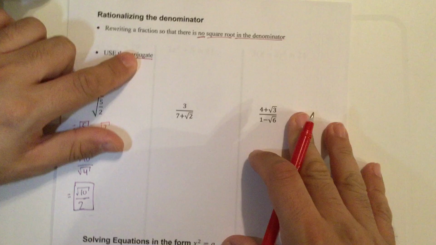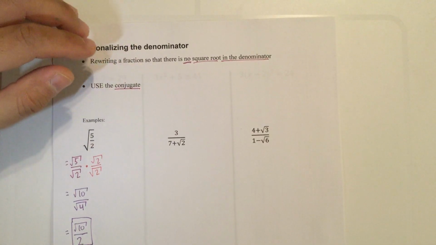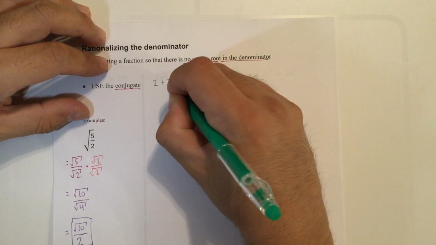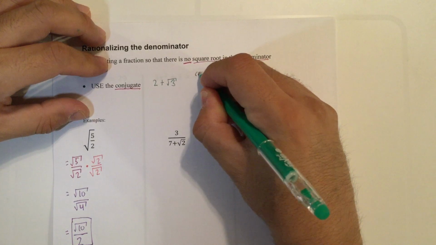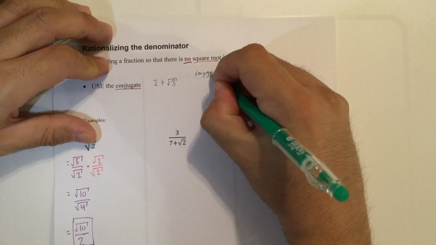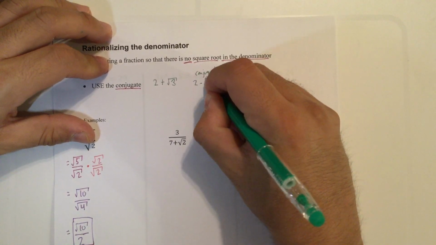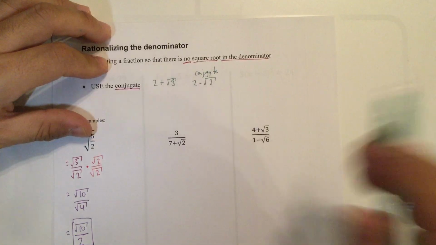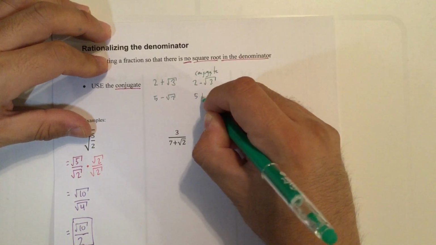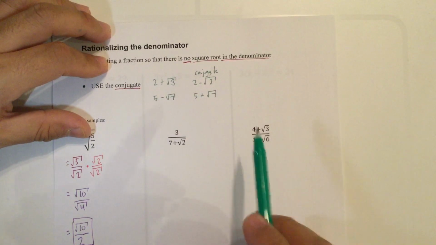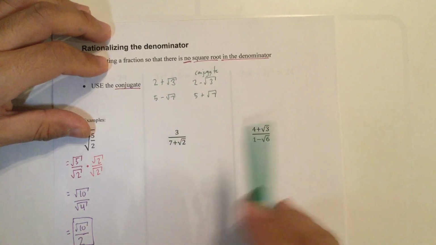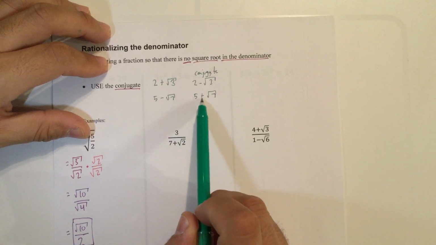So let's kind of talk about what the conjugate is. So I'm just going to give you a couple of examples real quick. So in the denominator, if you had 2 plus the square root of 3, okay, the conjugate would be 2 minus the square root of 3, okay? I'll give you one more example. If we had 5 minus the square root of 7, then the conjugate would be 5 plus the square root of 7. So hopefully you see the pattern that whatever the sign is in the middle, the conjugate is just the opposite sign. That's it. Nothing else changes. So 5 minus the square root of 7 becomes 5 plus the square root of 7.